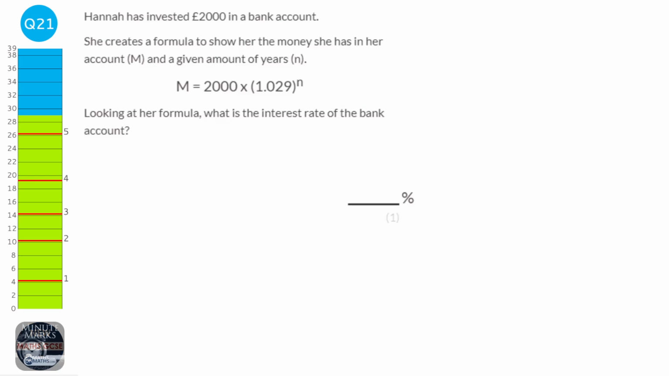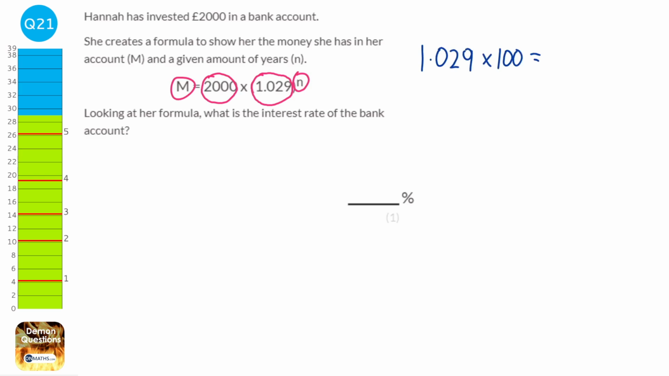So the way this formula works is we have m, which is the final amount. The 2000 here is our initial amount. The decimal in here is our multiplier, and the power here is the amount of years. So the way multipliers work is they are the percentage divided by 100. So if we go the other way and times it by 100 to make it back into a percentage, it will be 102.9%. Now it says, what is the interest rate of the bank?